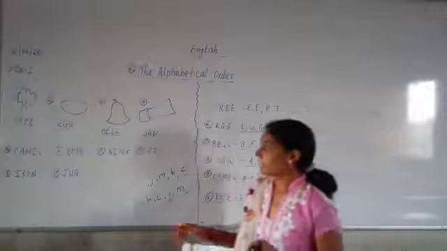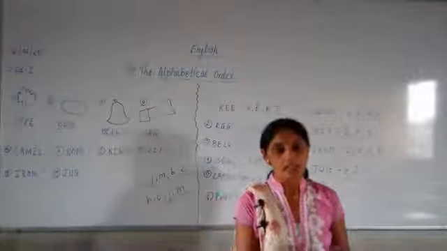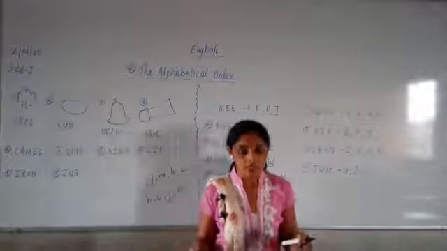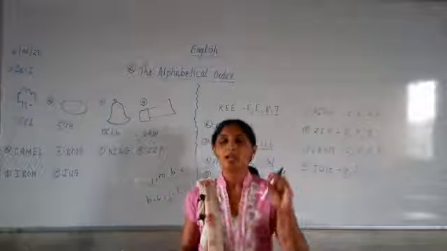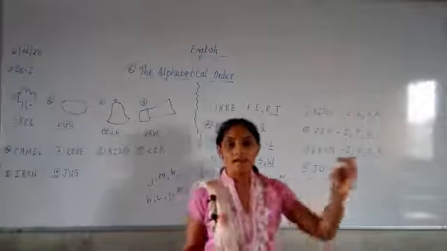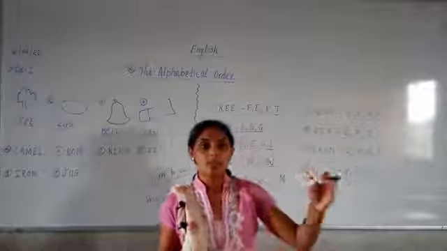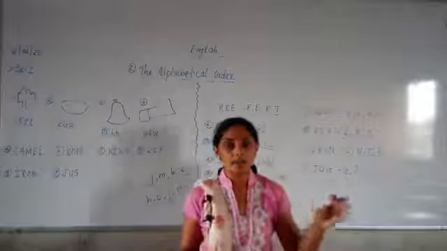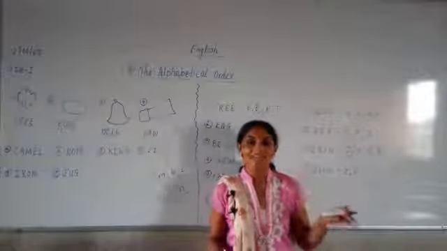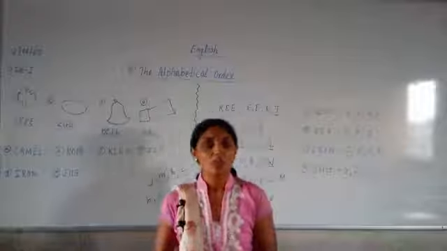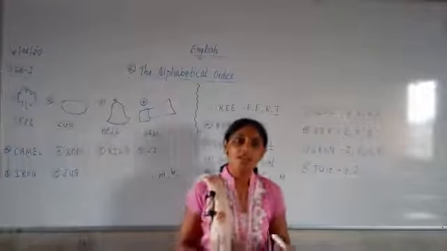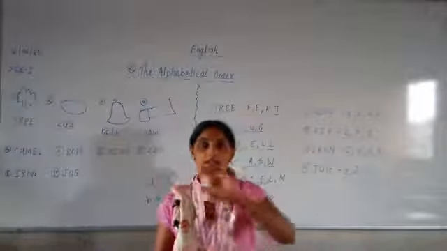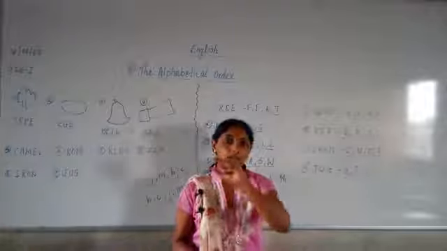If I want to revise it again, if I ask you total how many alphabets are there in English, then you should be able to tell me, ma'am, there are 26 alphabets in English. Which are those? If I ask you, can you tell me which are those? Then you should start from A to Z. You should start A, B, C, D, E, F, G, H, I, J, K, L, M, N, O, P, Q, R, S, T, U, V, W, X, Y, Z. This is the correct alphabetical order of the letters.